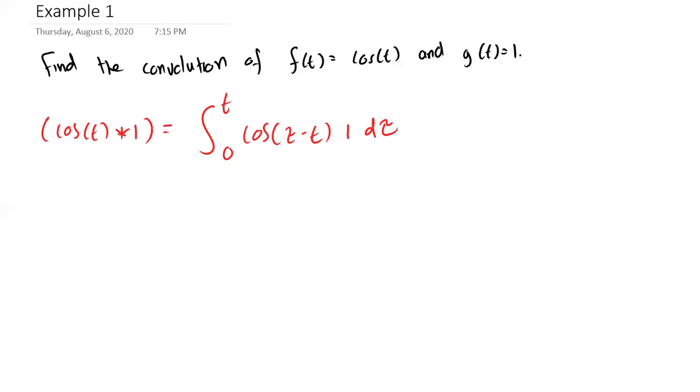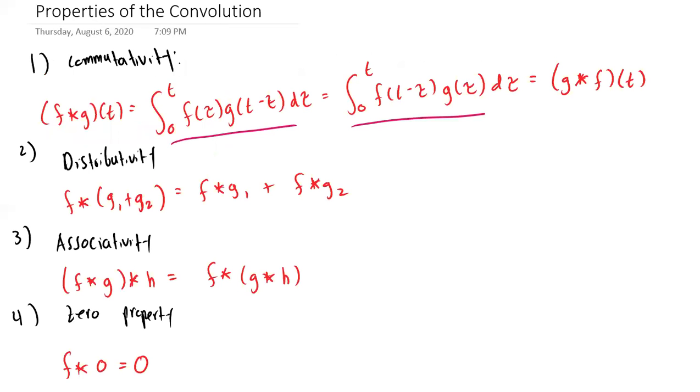Oh, oops, sorry. It's t minus tau, not tau minus t. So I'm just using this definition, and I'm using the one on this part. They're the same by commutativity, so it doesn't matter where you put the t minus tau. I'm just putting it on cosine.